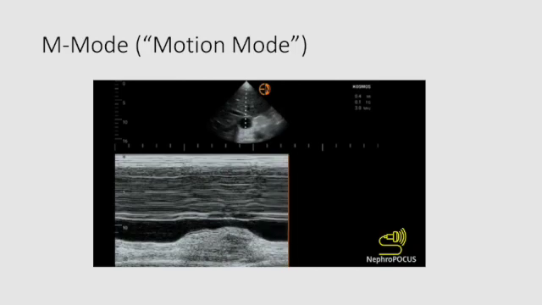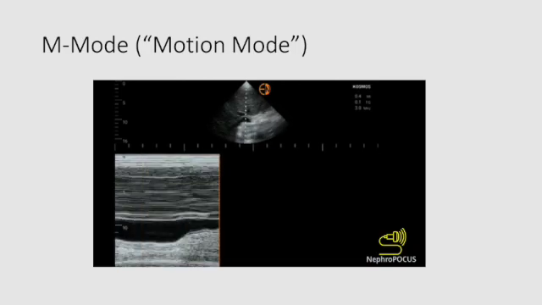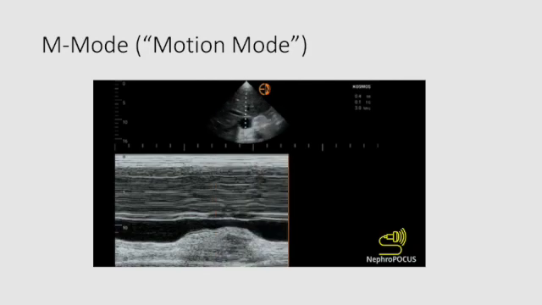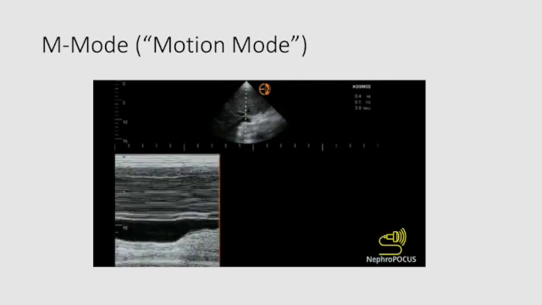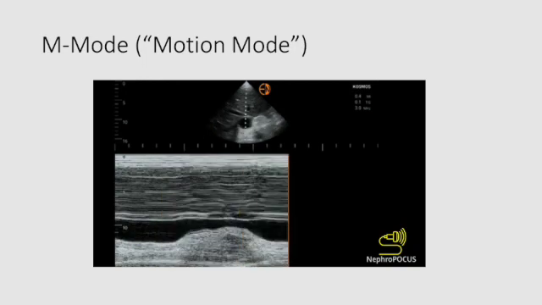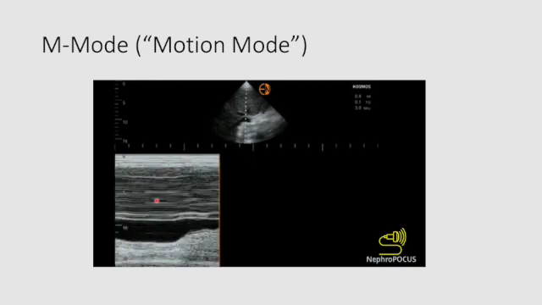And where most people get confused is by thinking that this is trying to generate a 3D image. But no, if you can remember, there's just one beam that's being sent into the body over and over and over again. And then with time, that's being plotted next to each other.